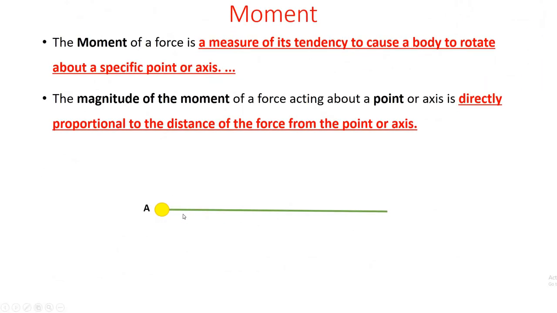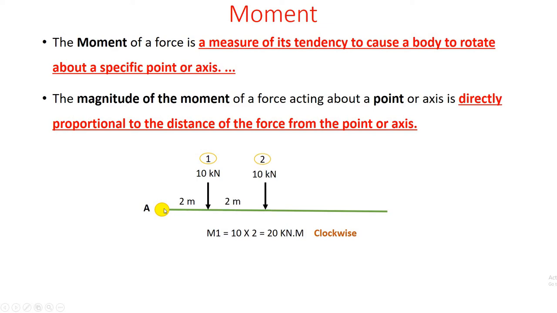Now consider this point A. The force of 10 kilonewton and the distance of this force from A point is 2 meter. So what about the moment? It's 10 into 2 and the direction is clockwise and the moment is 20 kilonewton into meter.